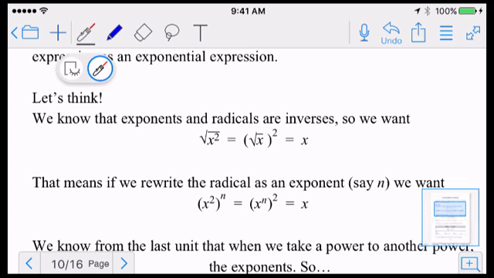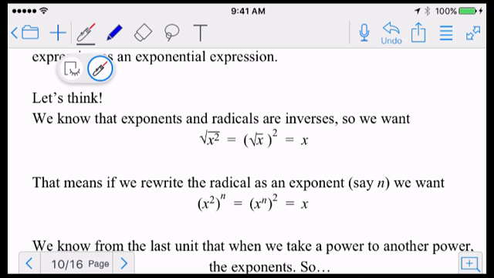So what that means is that if we take the square root of x squared, we want that to be x. That's the same thing if we do the square root of x and then we square it. It's just in the opposite order, but we still want them to cancel out and give us just x. So if we want to rewrite the radical as an exponent, say n, we're just making up a variable for that exponent because we don't know what it is just yet. Instead of the square root, we're going to say it's to the power of some exponent n.